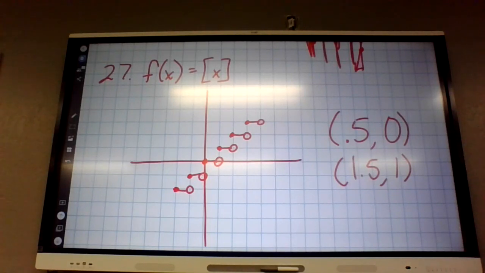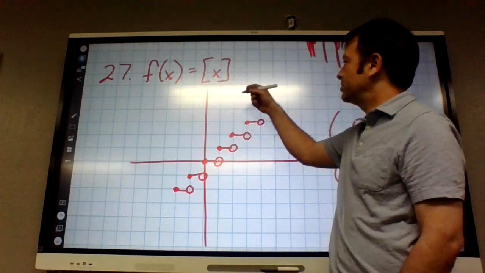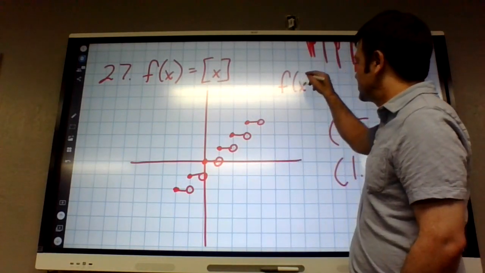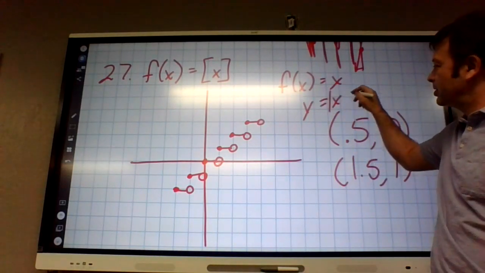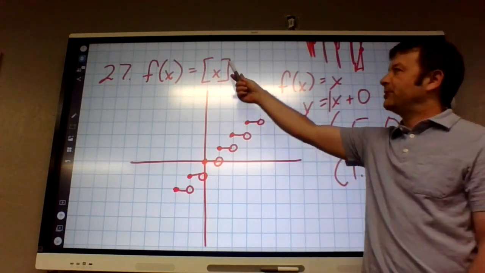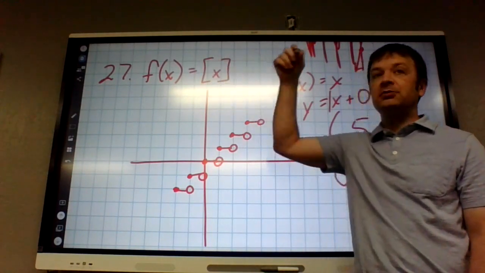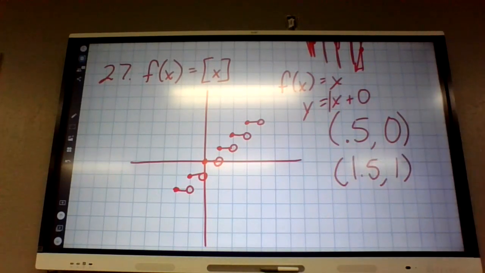Anytime you see the f of x and then the other x, well, the brackets are what make it. You could have f of x equals x, and that's basically y equals x, with a slope of 1 and y-intercept of 0. So it's the brackets that make it the greatest integer function. Okay. So whenever you see the brackets around the x, you're just going to do that.